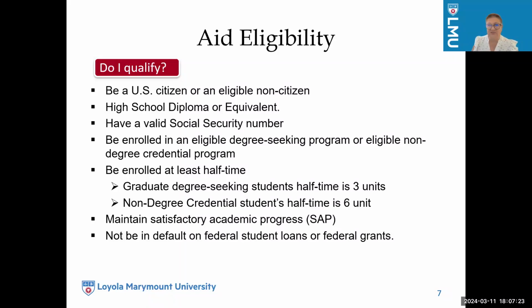For a graduate degree-seeking students, half-time is 3 units. For a non-degree credential student, half-time is considered 6 units. And then to continue to receive aid, you must maintain satisfactory academic progress. And I know that's not going to be a problem with our students. And you may not be in default on any federal student loans or grants.